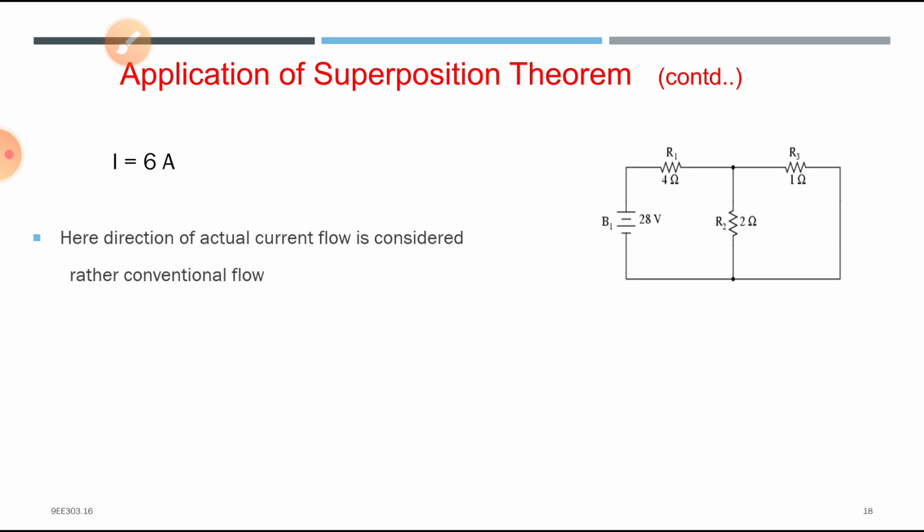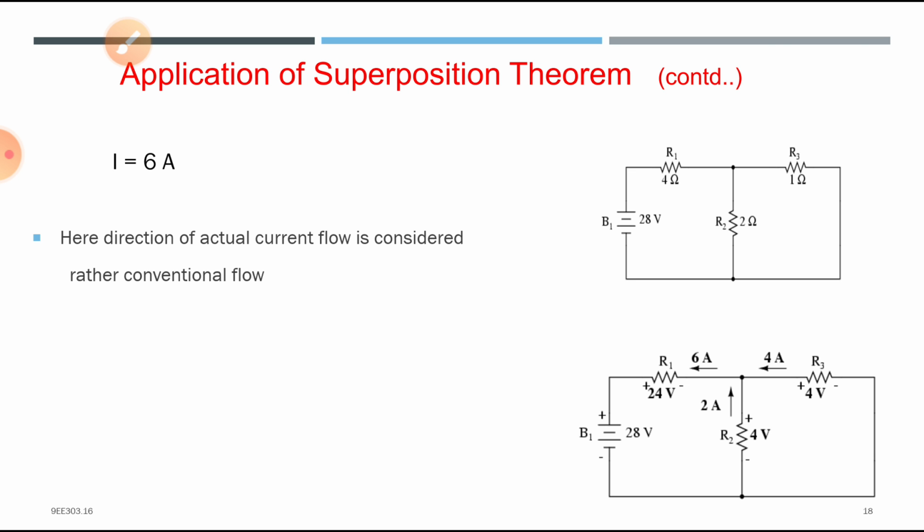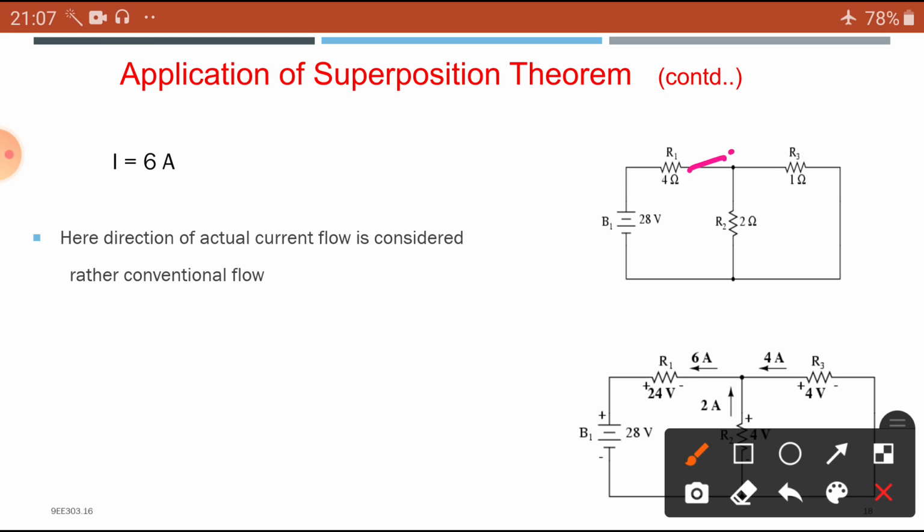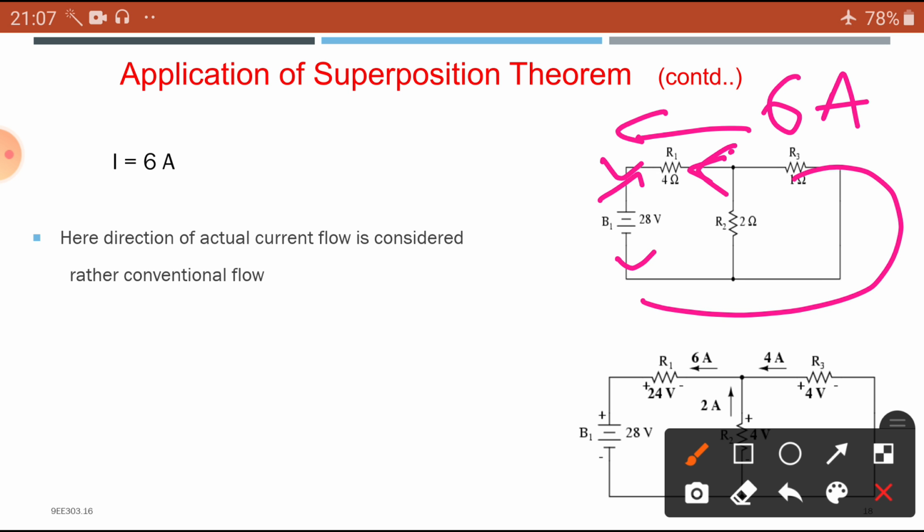Now, in this case, we take the current as coming into the battery. You can observe the current direction: instead of the usual direction, I have taken this direction, and the current is coming in this direction. So what is the current here? 6 amperes. That means the current is flowing in this direction, and we are just assuming it. Based on this, 6 amperes is coming.